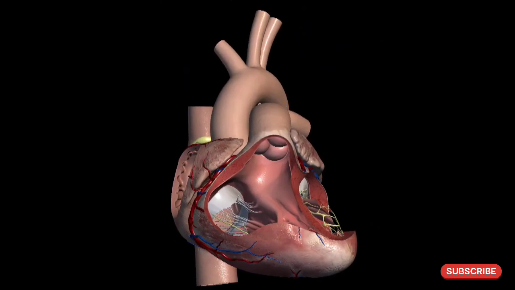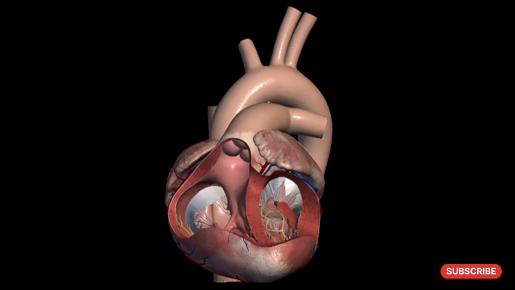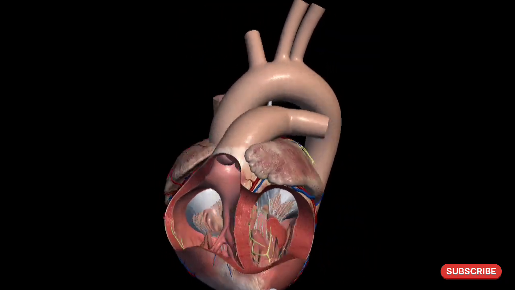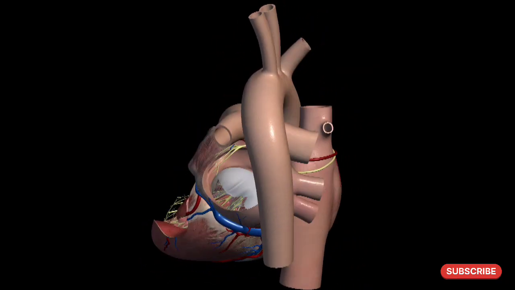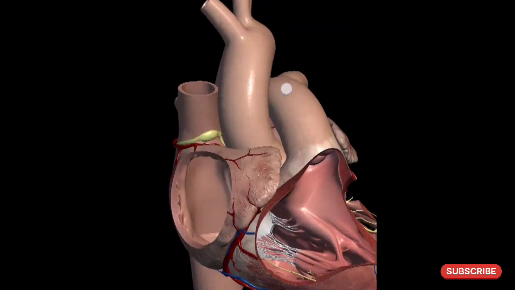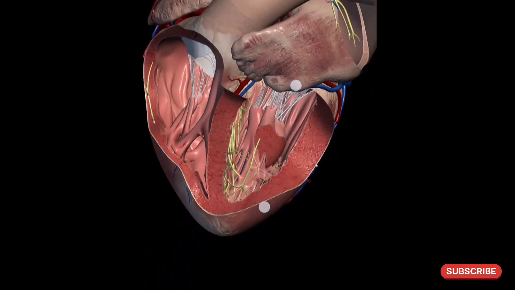Okay, so let's discuss the anatomy of the heart. Here you can see the heart in 3D. I will teach the anatomy one by one. I have isolated the heart so you could clearly learn what the anatomical structures on the heart are. The heart has 4 chambers: right atrium, right ventricle, left atrium and left ventricle.